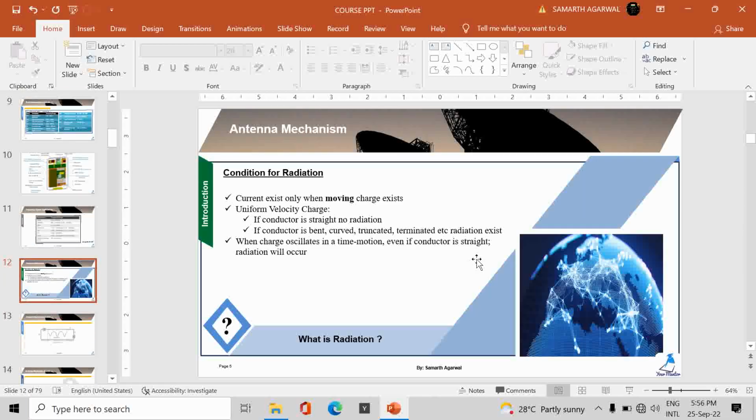Okay. Now I'll come to the antenna mechanism. Anyway, in this course I'm not considering the types of antennas. Types of antennas I've already included in my first course, which was antenna designing theory to practical. You can check it on my website as well.